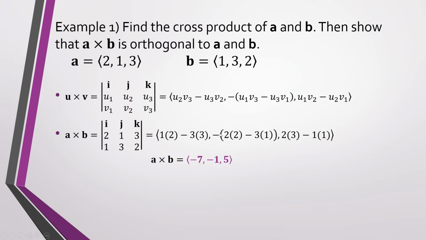Now it's our y component, so we're going to make it the opposite of that, so we actually get negative 1. 2 times 3 is 6. 1 times 1 is 1. 6 minus 1 gives us a z component of 5, and there is our cross product.